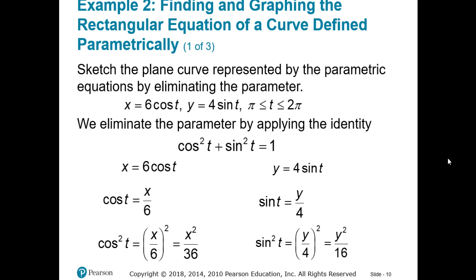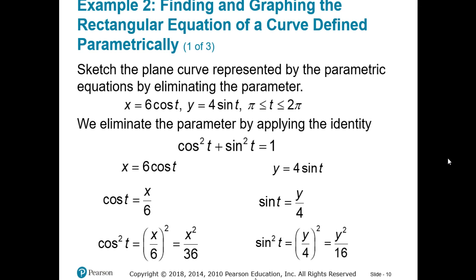Next example. Example 2. Finding and graphing the rectangular equation of a curve defined parametrically. Sketch the plane curve represented by the parametric equations by eliminating the parameter. x equals 6 cos t, y equals 4 sin t, pi less than or equal to t, and t less than or equal to 2 pi. We eliminate the parameter by applying the identity cos squared t plus sin squared t equals 1.